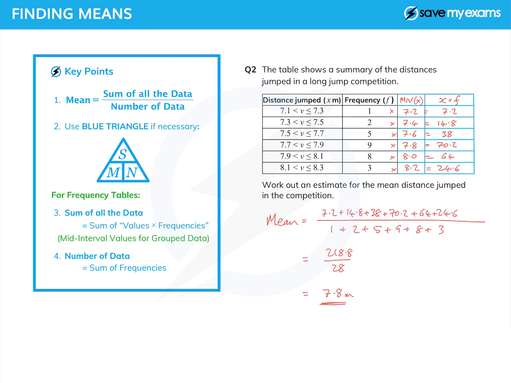There are a few more figures, but because this is only an estimate, because we don't know the actual distances, we just round it to 1 decimal place. There is another tutorial with some harder questions about means, but those are the basics.